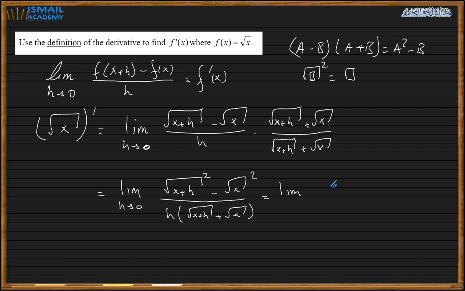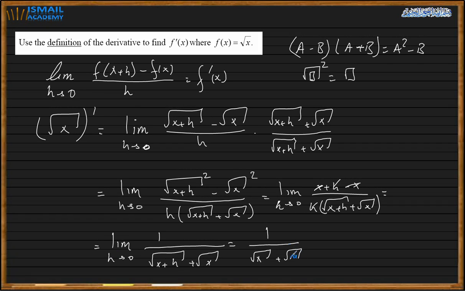Here is the same thing as the limit of x plus h minus x over h times square root of x plus h plus square root of x, which is the limit when h goes to 0 of 1 over square root of x plus h plus square root of x, which is 1 over 2 square root of x, and this is the derivative of the function.